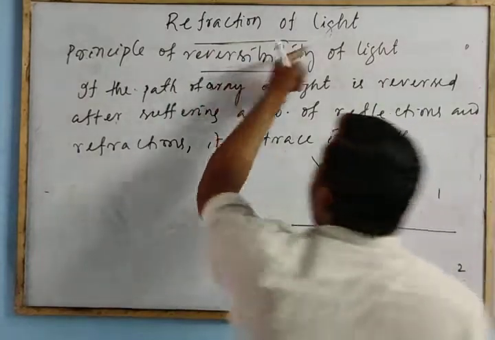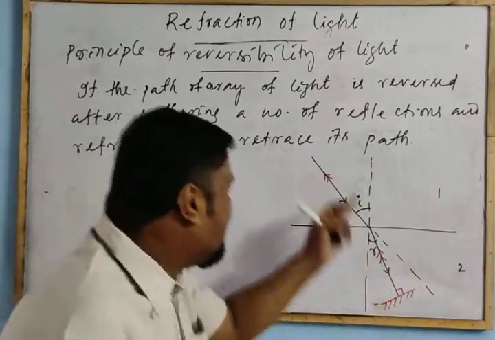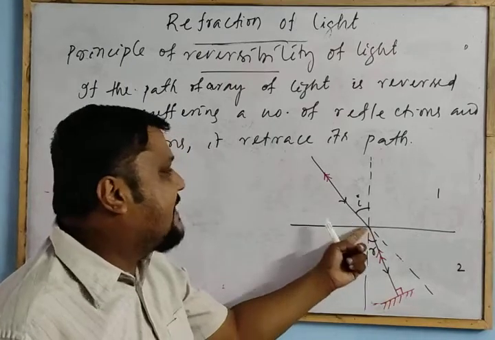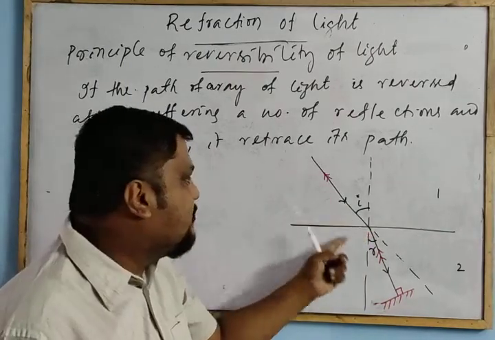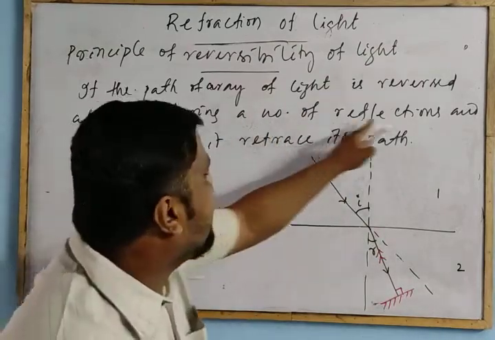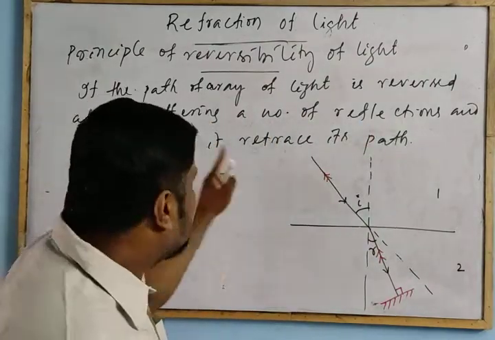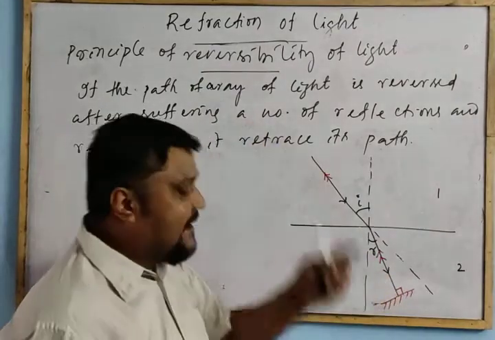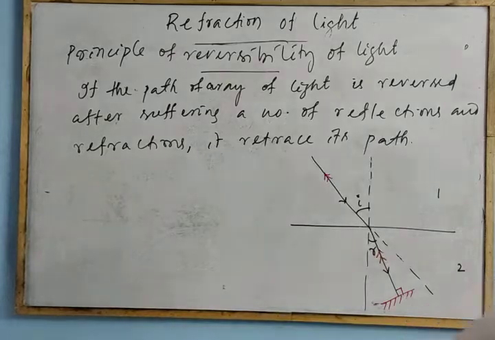This is the principle of reversibility. After reflection and refraction, here one reflection, one refraction. Here medium 1 to 2 is refraction, here is reflection. So after suffering a number of reflections and refractions, it retraces its path, in the same path. From this we will derive a relation.